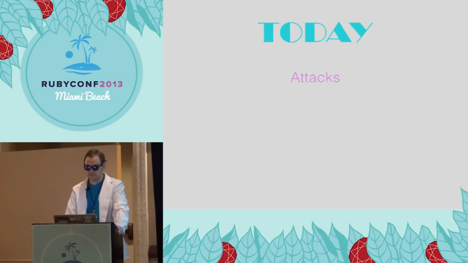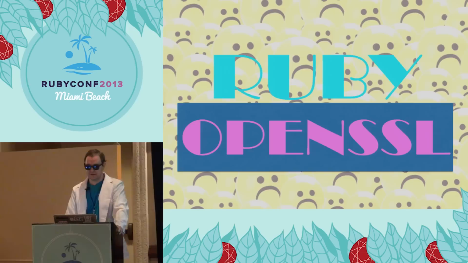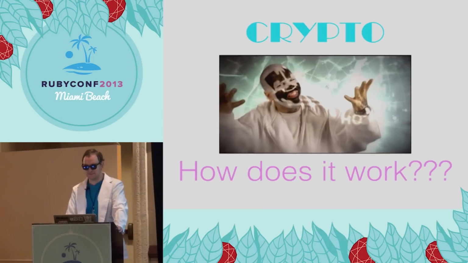So quick itinerary here. We're going to talk about attacks. We're going to talk about how to defeat them using something called authenticated encryption. And then we're going to learn how to completely avoid all these problems by just letting cryptographers do all this stuff for us. So I think Ruby's traditionally been in a pretty bad situation when it comes to cryptography. And the main reason for this is the OpenSSL library has been the only game in town for quite some time. So I think we can change this. I think this is a fixable problem. But to do that, we really need to know how the hell does crypto actually work?